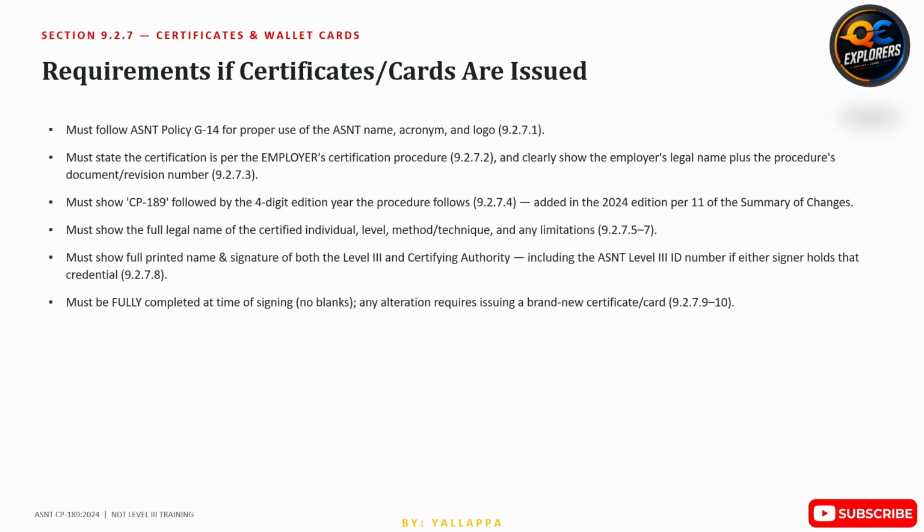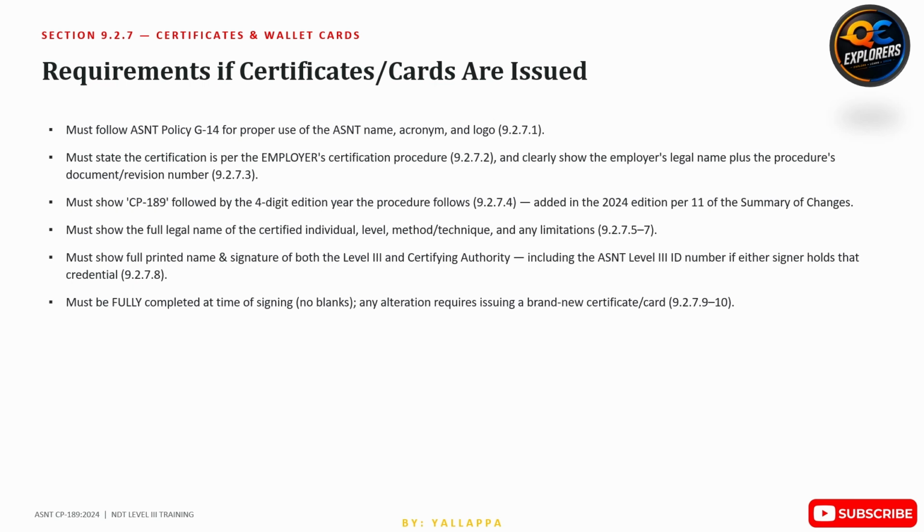Another critical requirement is that both the verifying Level 3 and the certifying authority must provide their printed names and signatures. If either individual holds an ASNT Level 3 certification, the ASNT Level 3 identification number must also be included. Finally, certificates and wallet cards must be completely filled out at the time they are signed. Blank spaces are not permitted, and if any information needs to be changed later, the employer must issue an entirely new certificate or wallet card, rather than modifying the existing one.